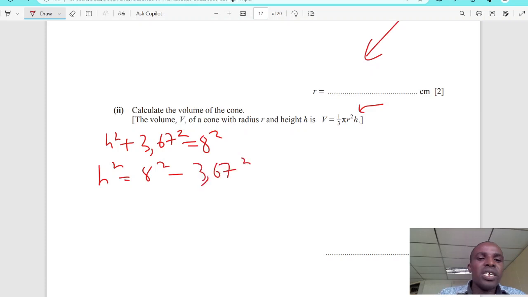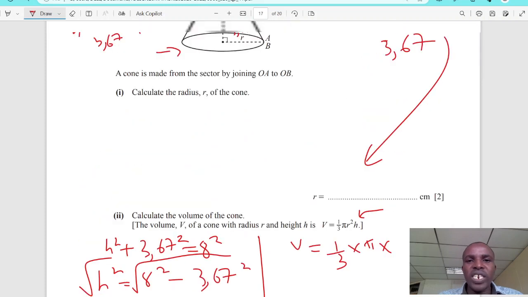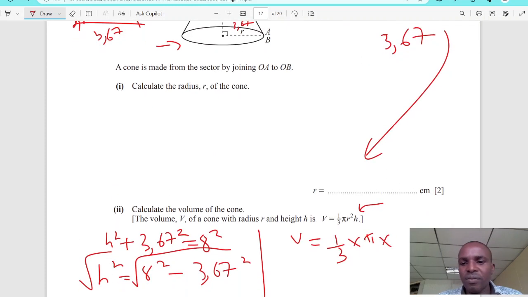Then you can put square root both sides. It will be h is equal to the square root of 8 squared minus 3.67 squared, which is 7.11 centimeters. Then for the volume now, we say 1 over 3 times pi times radius squared times height. What's our radius? 3.67 squared, times height, 7.11. Like this.